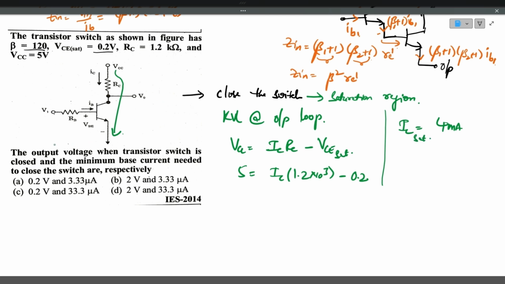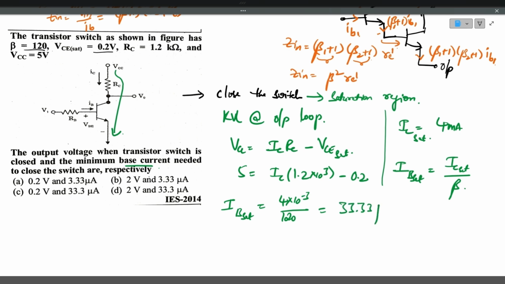Now we need to calculate the minimum base current. The minimum base current, IB saturation, can be given as IC saturation divided by beta. So IB saturation is equal to 4 milliamps divided by beta, which is 120. So it will be approximately 33.33 microamperes. It is the minimum base current that is required to drive the transistor into saturation.